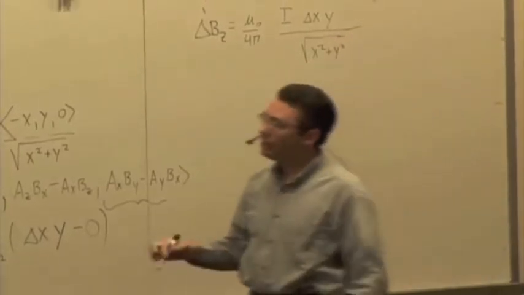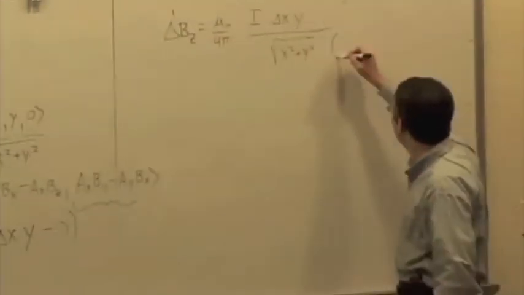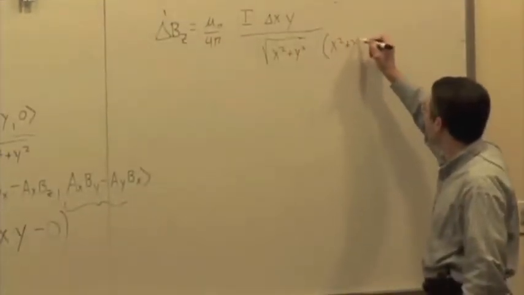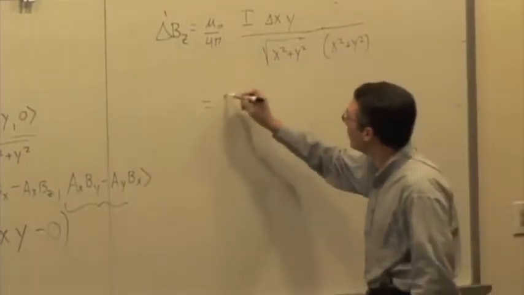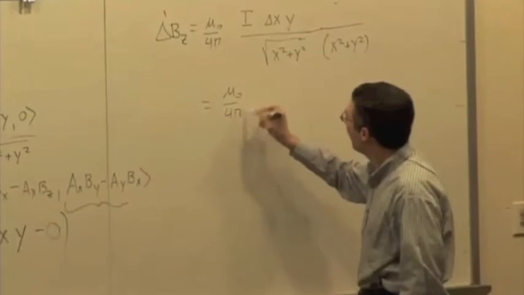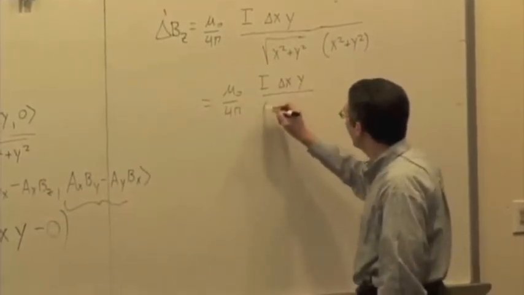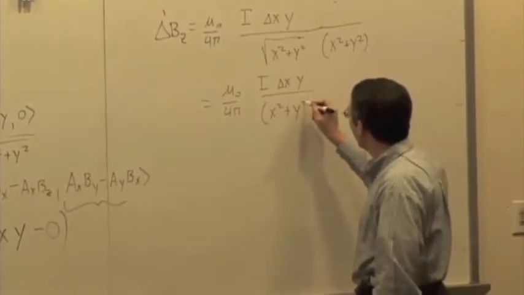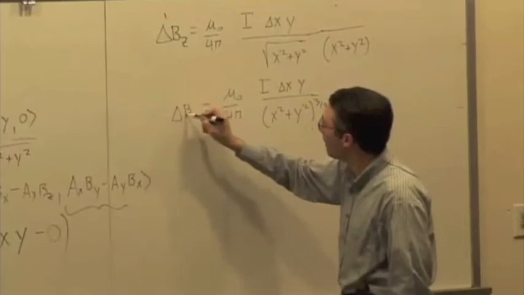And then I have another r squared factor here, so I have the square root of x squared plus y squared, squared, so that's just x squared plus y squared. And then I combine the denominator. I have I delta x y over x squared plus y squared to the 3 halves. Okay?